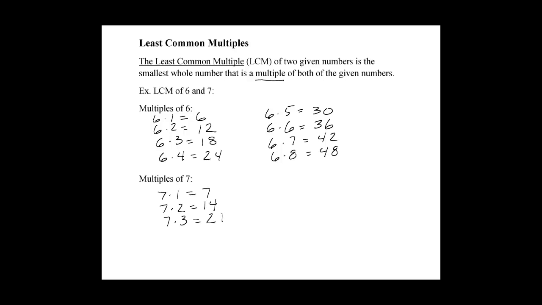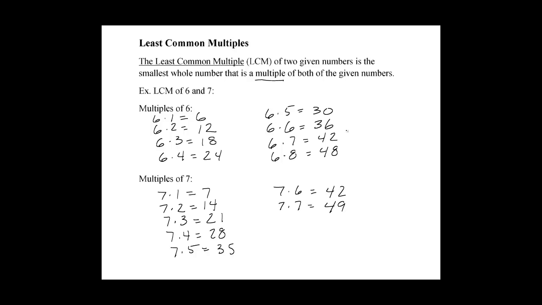7 multiplied by 3 is 21. 7 multiplied by 4 is 28. 7 multiplied by 5 is 35. 7 multiplied by 6 is 42. 7 multiplied by 7 is 49.